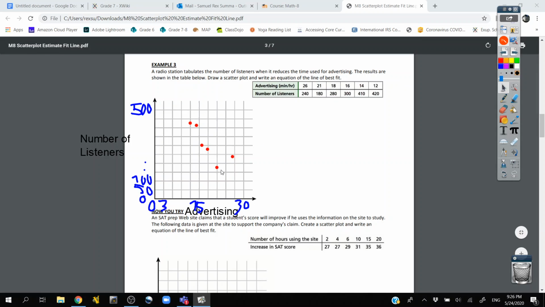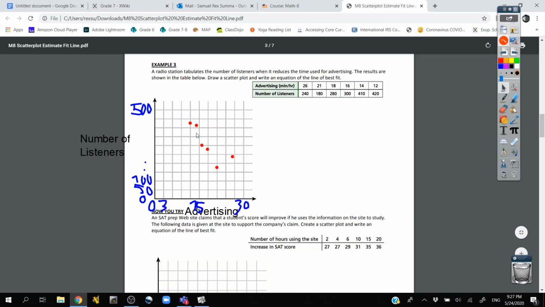So we can definitely see in this data that the more advertising minutes, the fewer listeners, which makes sense. The advertisements are annoying on the radio. But if we wanted to actually write an equation for a line of best fit, well, first I need to approximate that line of best fit.